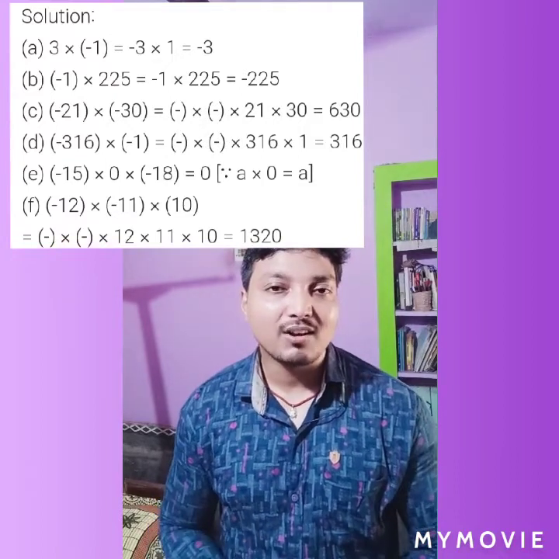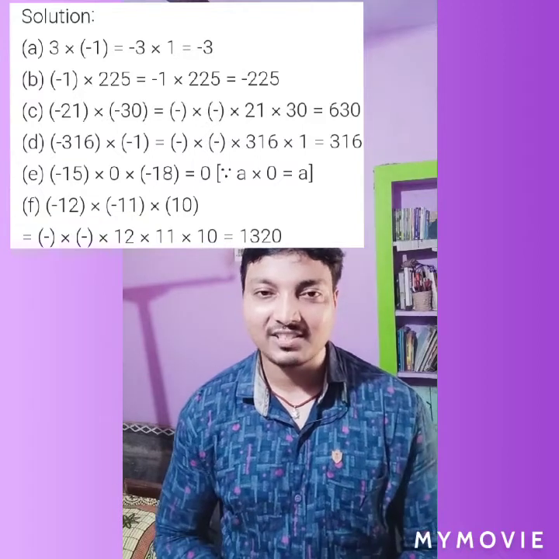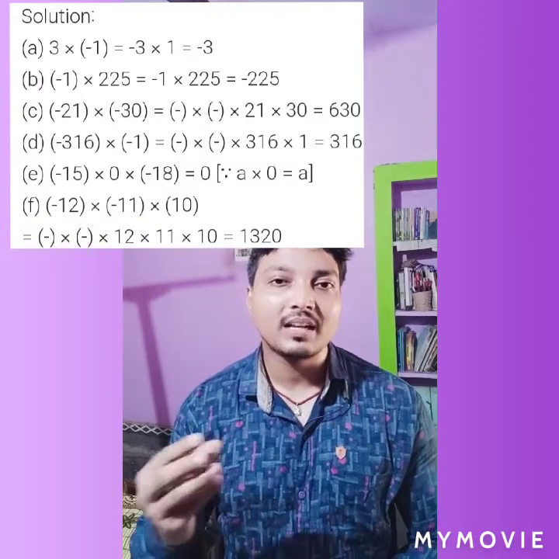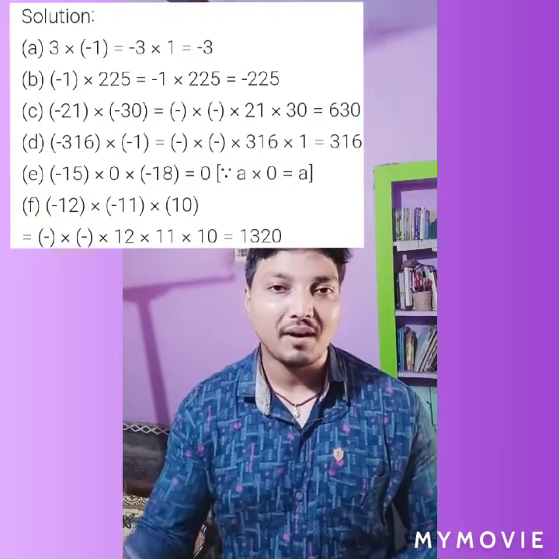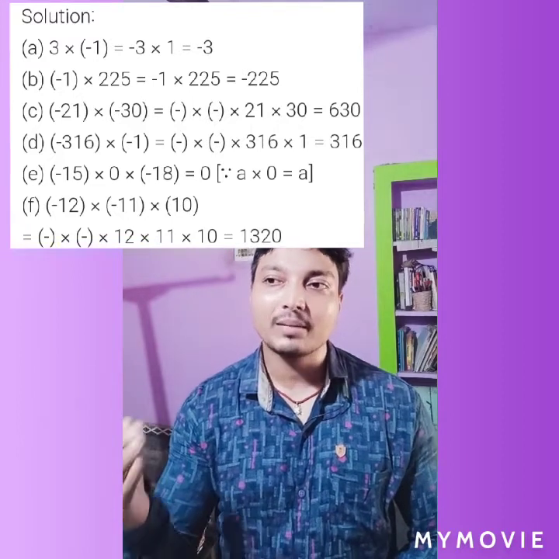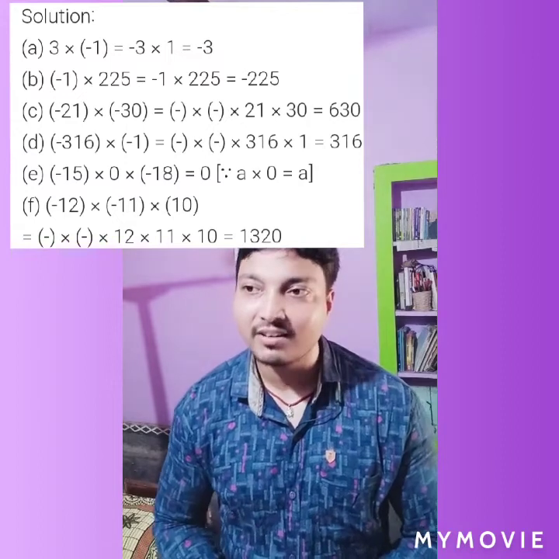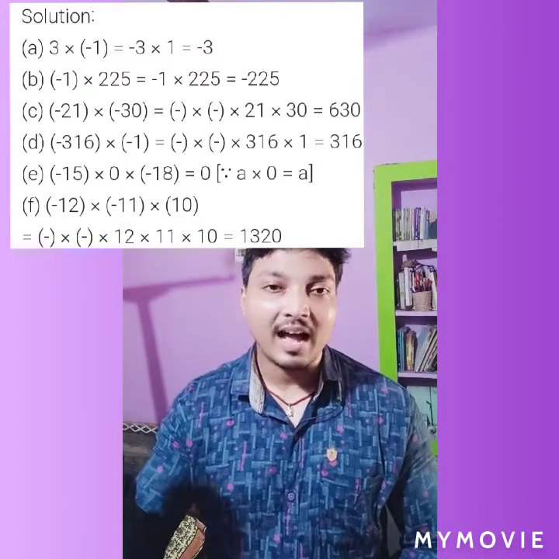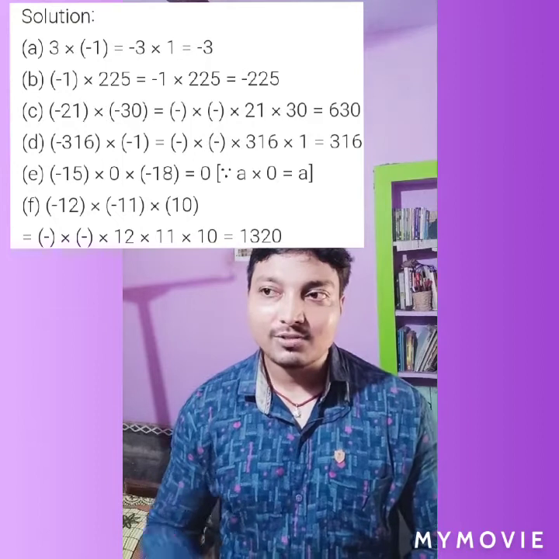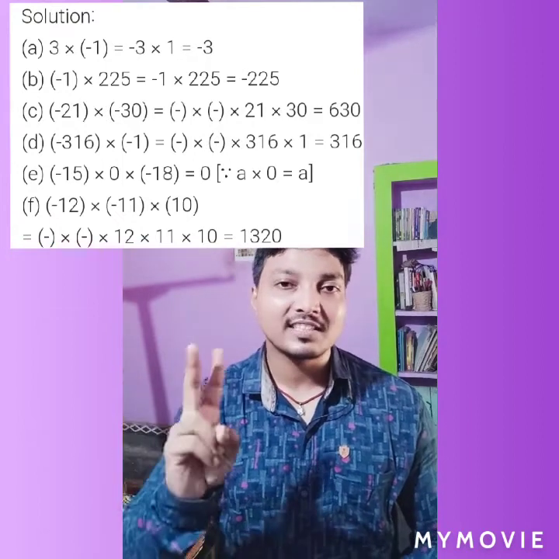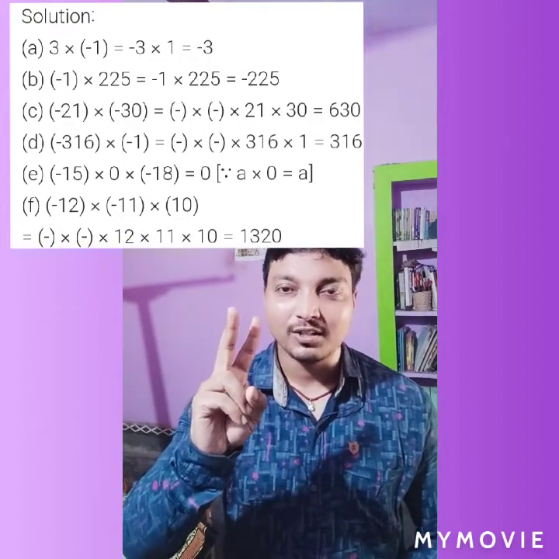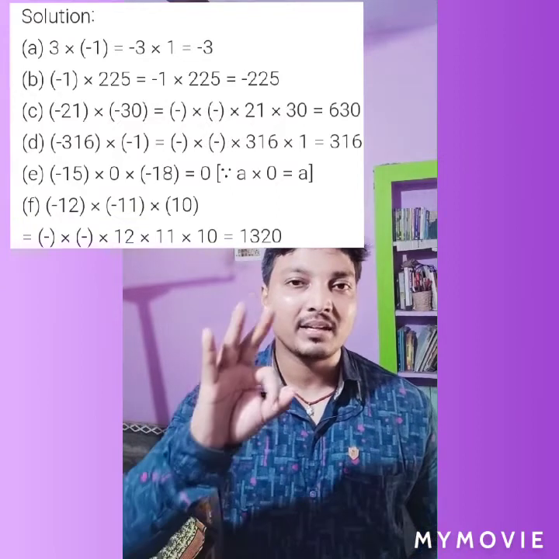It may be 3, 4, or 5 integers. Always multiply their numeral values. Whenever you multiply 12 with 11 with 10, you get 1320. Then how do we check the sign of the product? Here the number of negative integers is 2, which is even, so the product will be positive. If it is odd, then the sign will be negative.